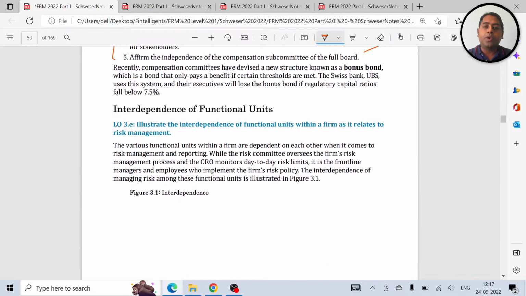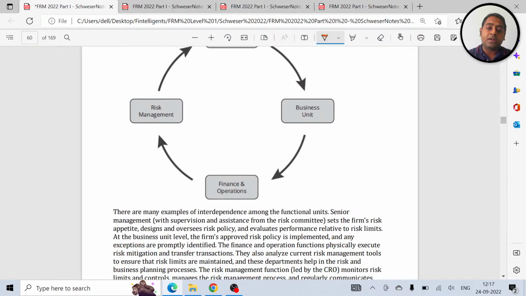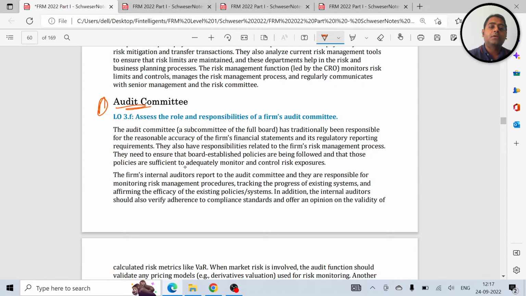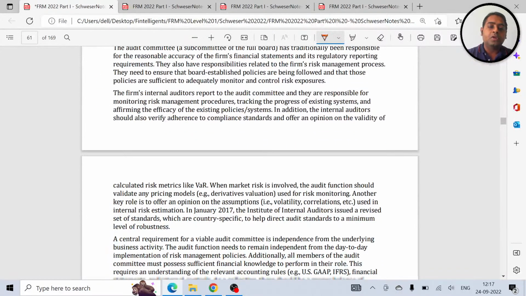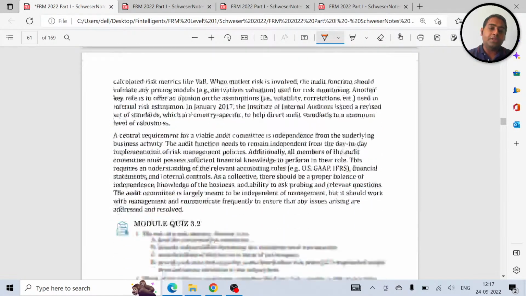Interdependency of functional units. I don't expect any specific question to be asked right now, at least. Audit committee's responsibility, you can focus. Chances are that they might ask a question related to this. Also, what is the role of the audit committee and how they can reduce the risk when they are doing their activity or duties.